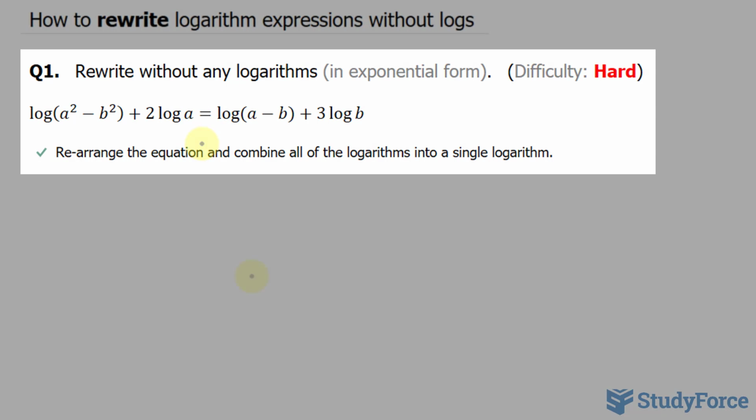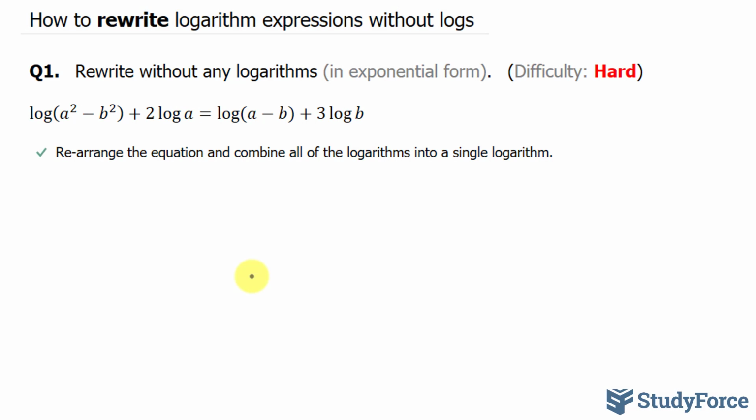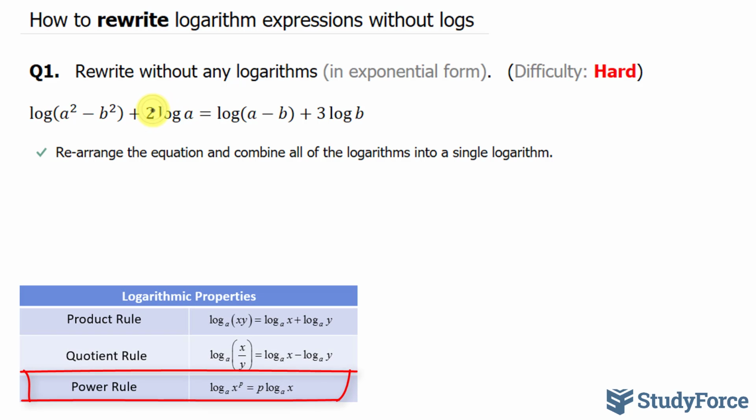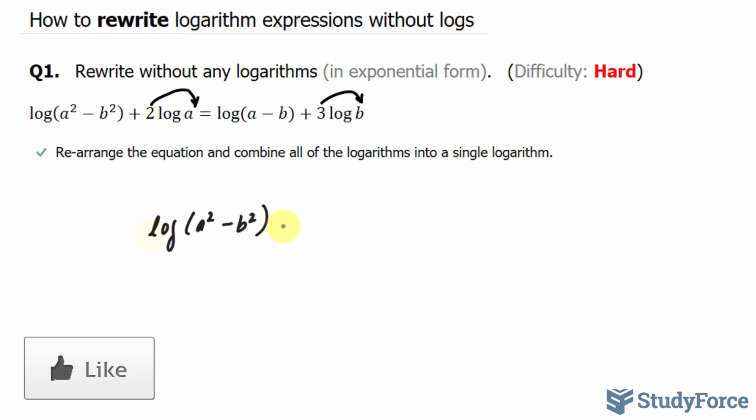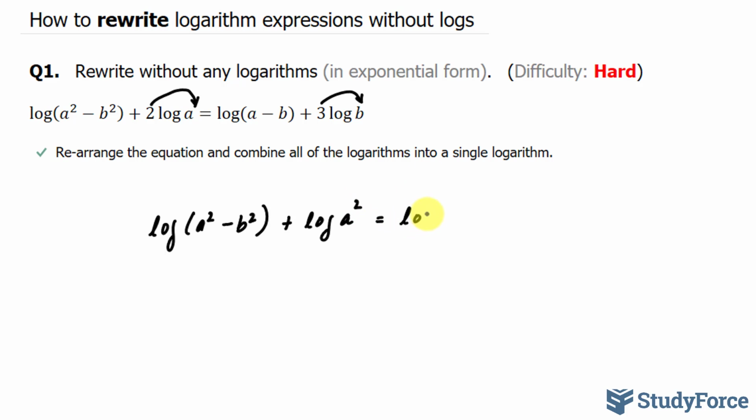plus 3 log b. To be successful in this type of question, you'll need to know the rules of logarithms. The first of those rules that I'm going to use is the power rule, which tells me that if I have a number in front of a log that's being multiplied to the log, as in this 2, you can place that 2 as a power to a. And similarly, I can place this 3 as the exponent of b. So I'm going to go ahead and do that, where this part stays the way it is, and so does this part, plus log a to the power of 2 is equal to log of a minus b plus log b to the power of 3.